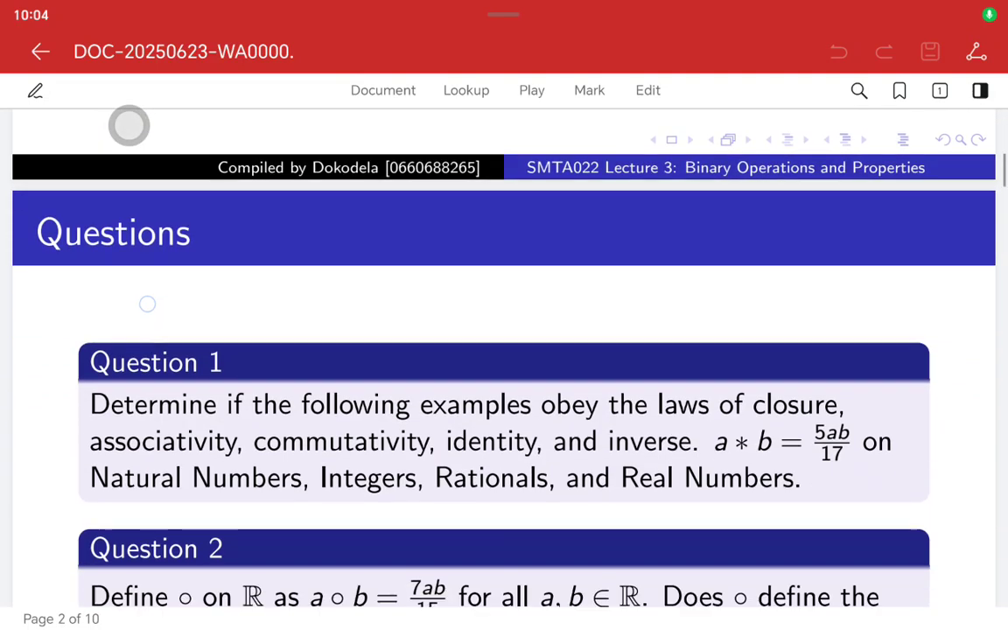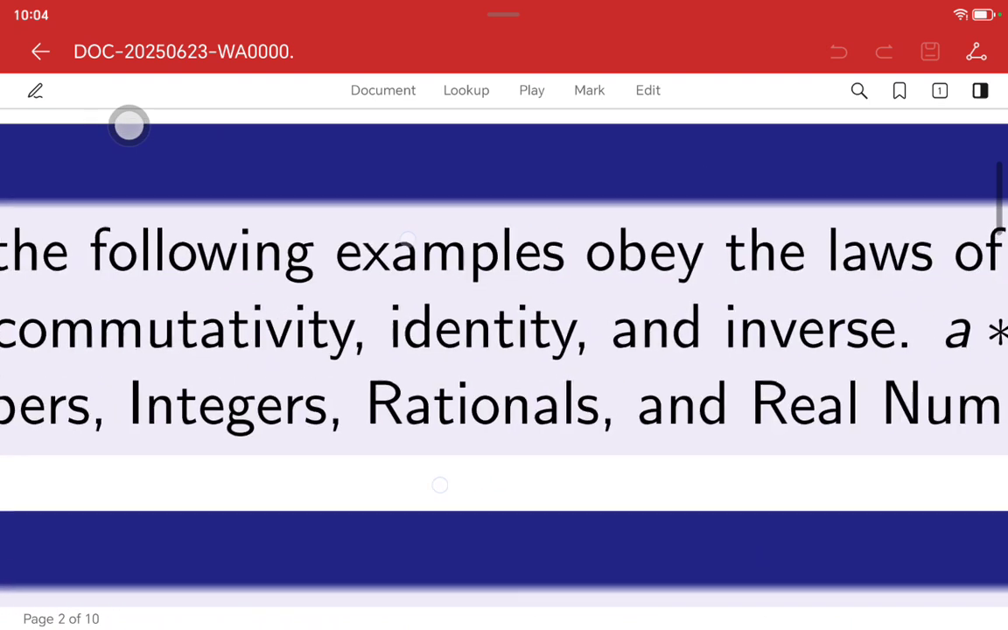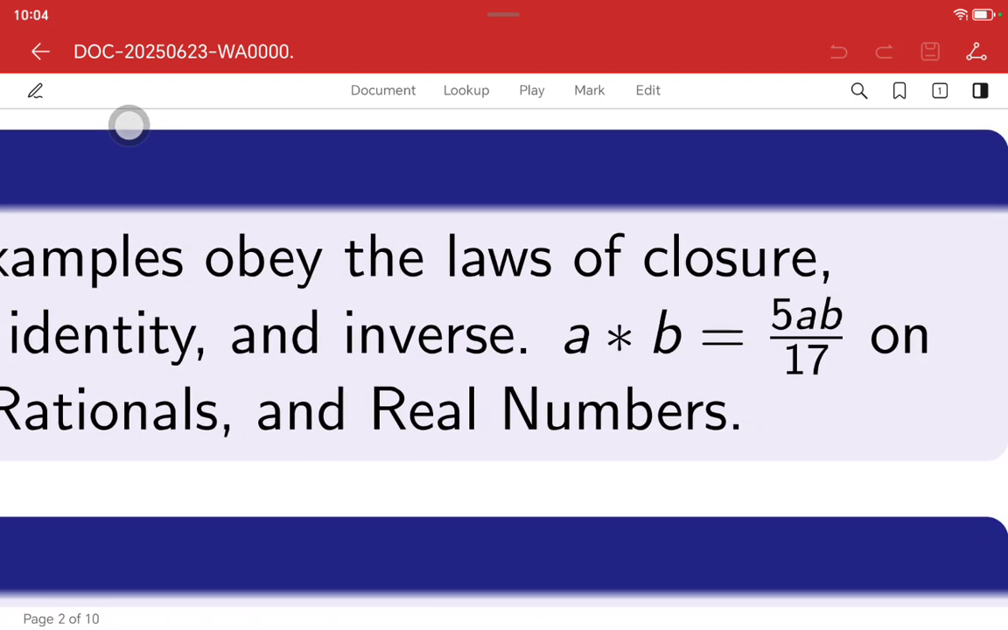Yeah, so we're gonna be looking at these questions. Question 1 says we should determine if the following examples obey the laws of closure, associativity, commutativity, identity, and inverse. These should be applied on natural numbers, integers, rationals, and real numbers when we are given this equation: A star B is equal to AB over 17.